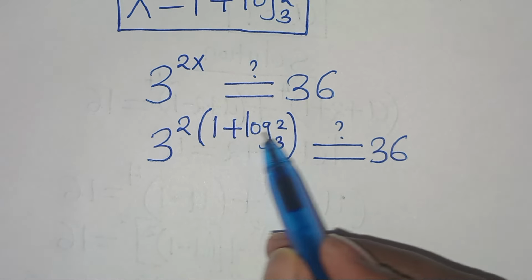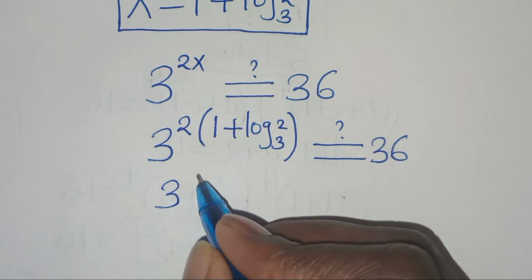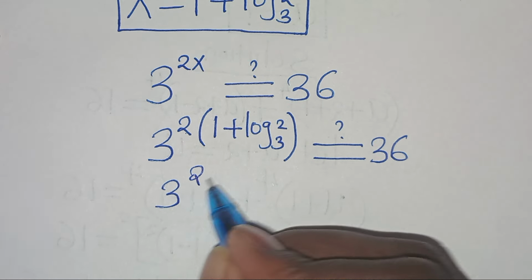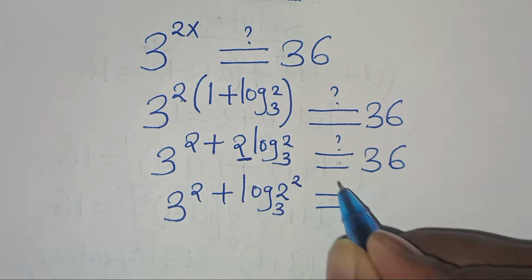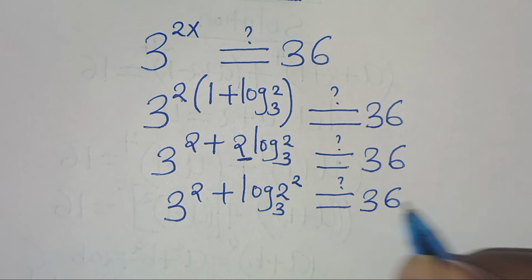Now let's open the parentheses here. So this is 3 to the power of 2 times 1. This is 2, then plus 2 times log 2 to base 3. This is 2 log 2 to base 3. This should give us a value of 36. Now, you find that this is a power, so we can express this as 3 to the power of 2 plus, now this is log 2 to the power of 2, then to base 3. This is supposed to give us a value of 36.